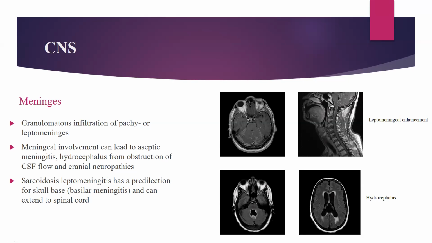The sarcoidosis leptomeningeal disease has a predilection for skull base. So it's very similar actually with tuberculosis, which also has a predilection for skull base.